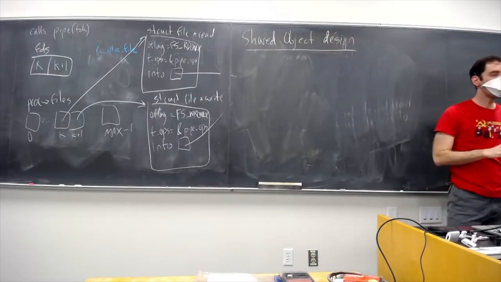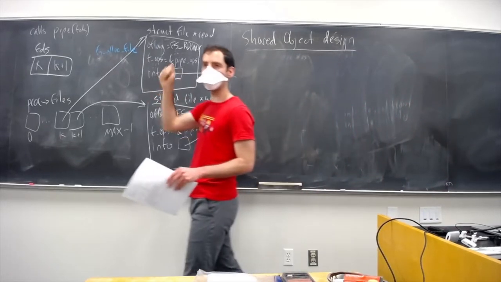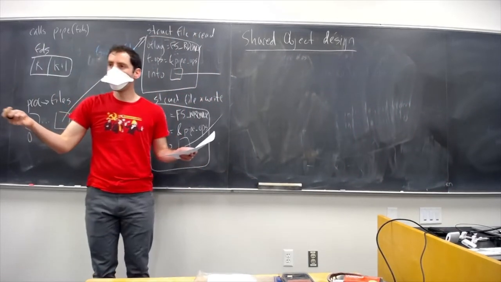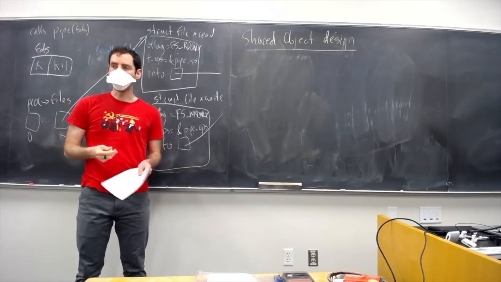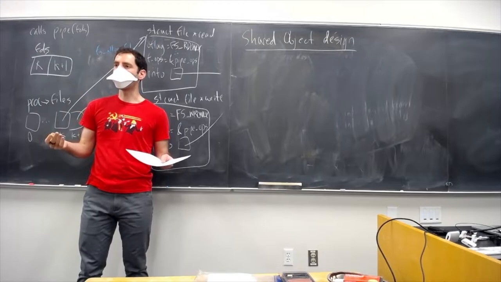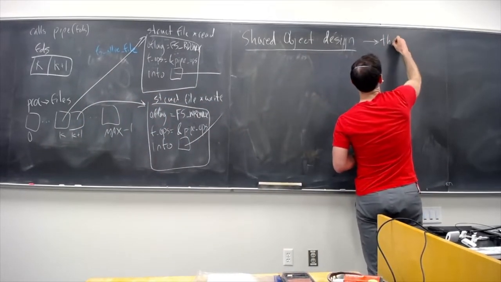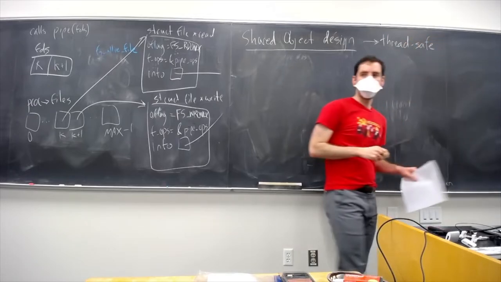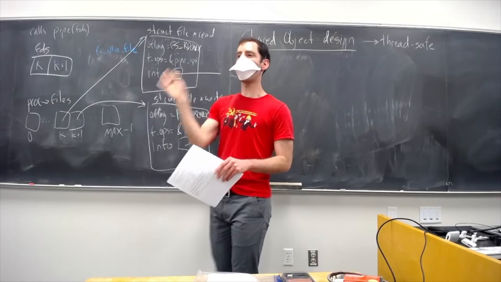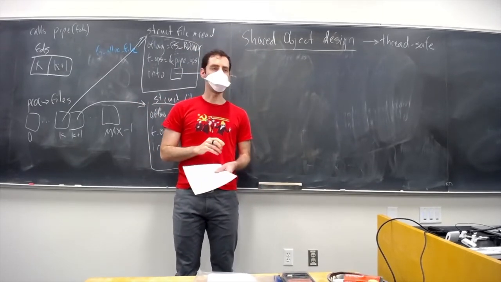One basic component of this is we have some shared object, some shared data structure that multiple threads are going to be using. How should we design that such that it is thread safe, meaning that it will be correct even if multiple threads are using its operations concurrently?